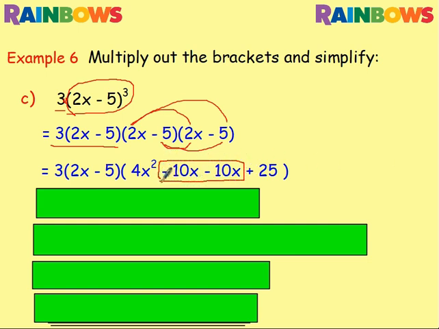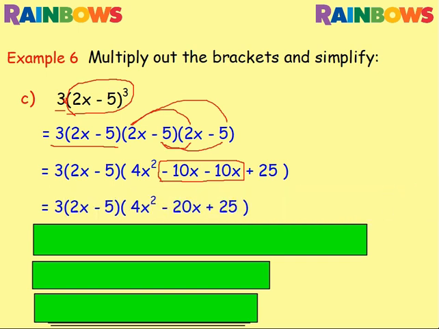Take away 10x. You can always simplify that. So what's negative 10x take away 10x? Is that negative 20x? It is, good, yeah. So just rewrite everything, but put a negative 20x in there. After that, you could always do the 3 times the 2x and 3 times the 5. Keep it in brackets and then multiply everything out with the 4x squared, take away 20x, add 25.